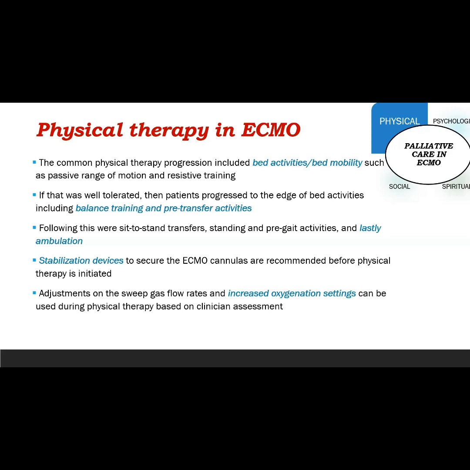A stabilization device to secure the ECMO cannulas is recommended before physical therapy. Unlike other normal patients, this patient is bound to a machine, and multiple cannulas will always be inserted into the patient. Adjustment of the sweep gas flow rates and increased oxygenation settings can be used during physical therapy based on the clinician's assessment.